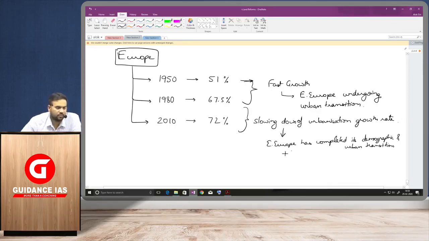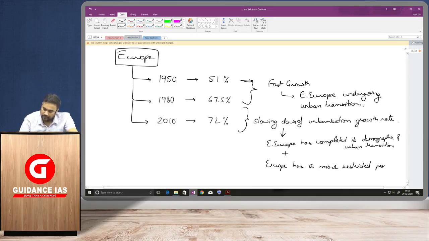You tell me, can I say European policy is a restricted policy of migration? Europe has a more restricted policy of migration. Or, don't write restricted, you write less liberal. Less liberal policy of migration.